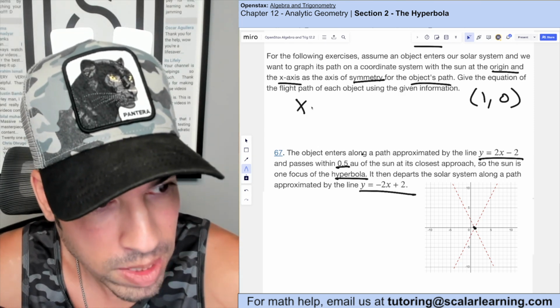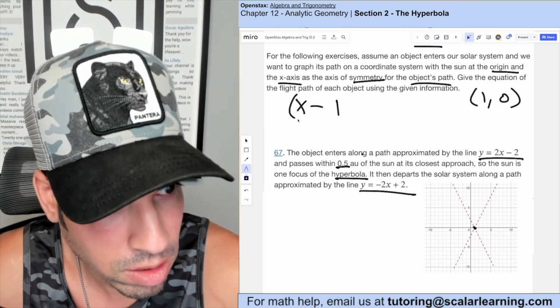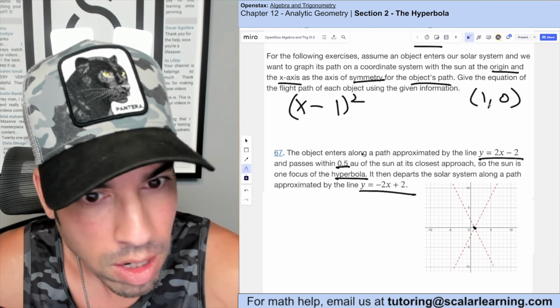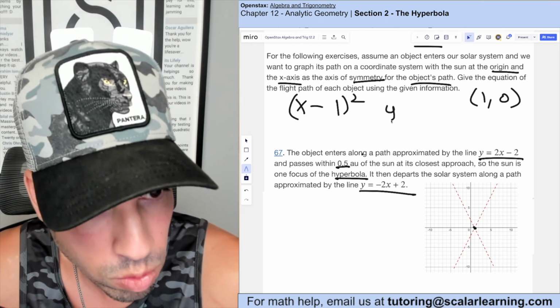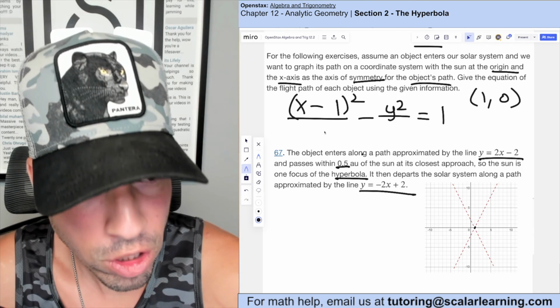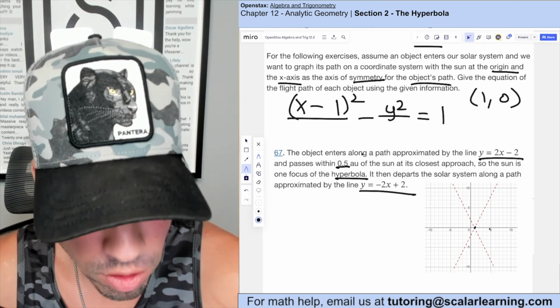Okay, that also means that the x is first. So since my center is 1, 0, I can say x minus 1 squared, and then it's going to be y minus 0, or just y squared, like this. So now the question is what goes under this value right here, right?